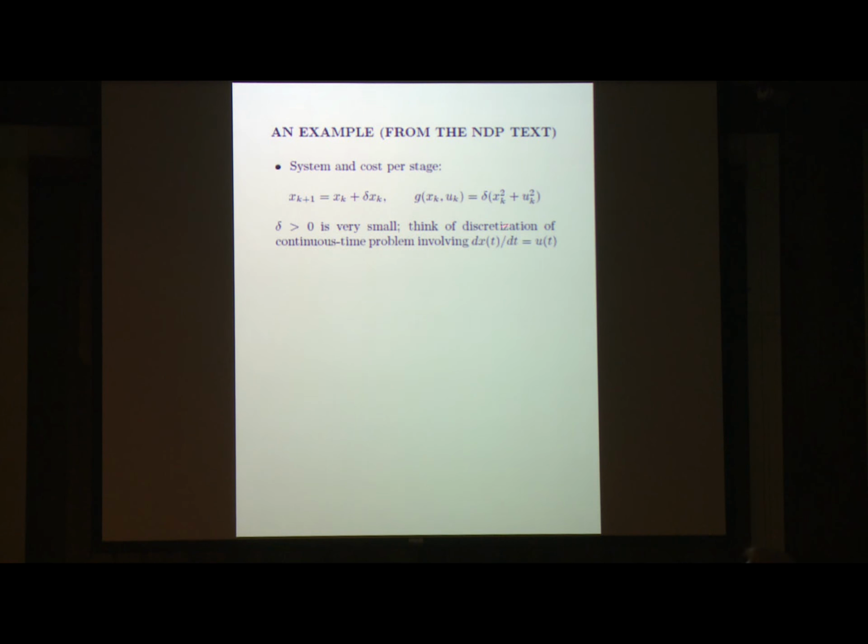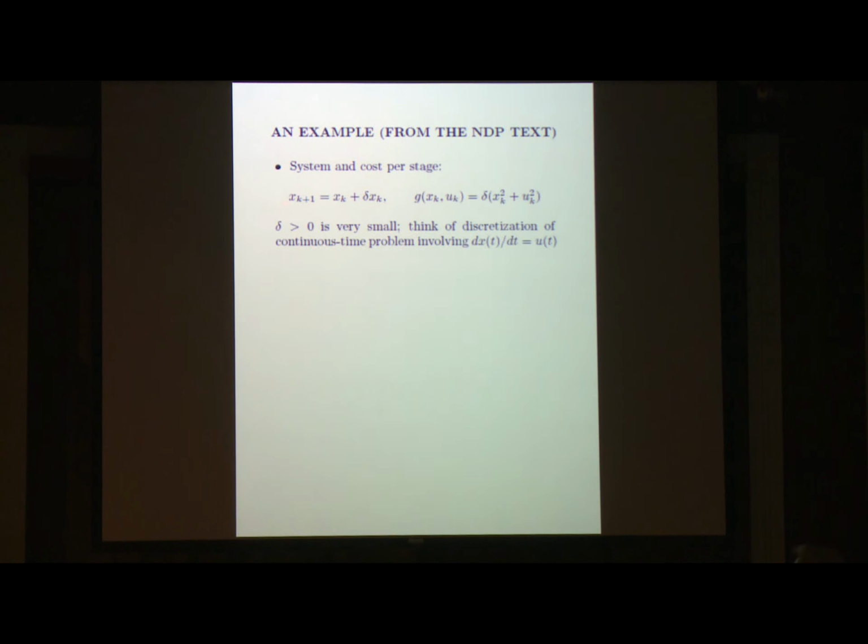It comes from a very simple continuous time optimal control problem. You have a differential equation that's the simplest you can think of: x dot equals u. X is the state, a scalar, and it evolves according to this equation. U is the control. One way to address this problem is to discretize the time. So we've talked about discretization. So let's discretize.